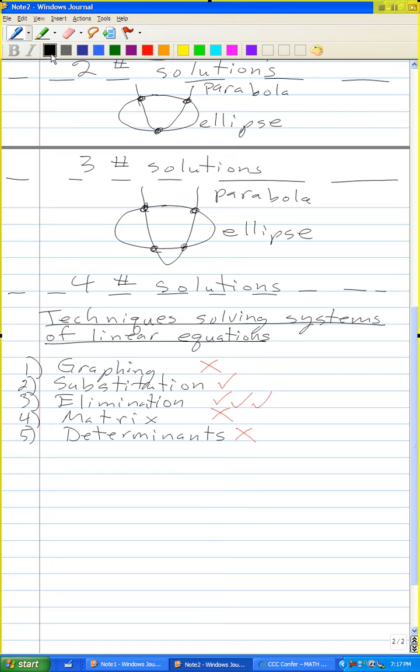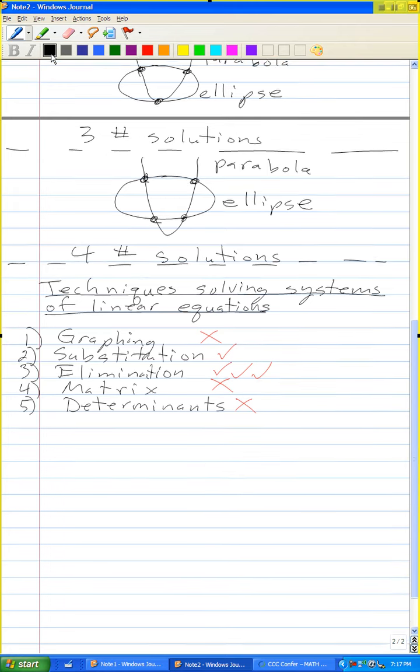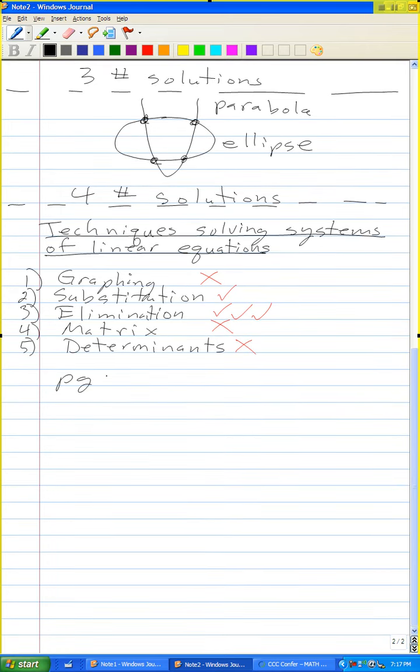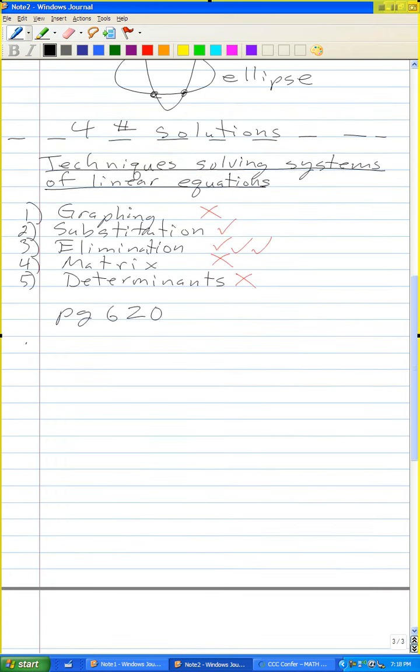Okay, so let's do some examples. Let's say on page 620, why don't we do problem number 2? y equals x minus 1, y squared minus 2x minus 6 equals 0. I'll call these R1 and R2.